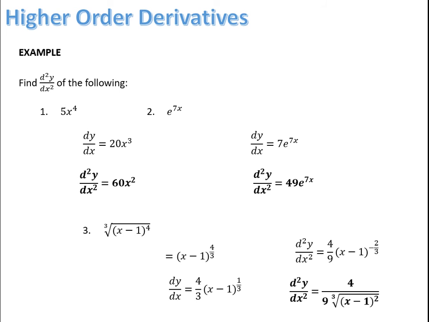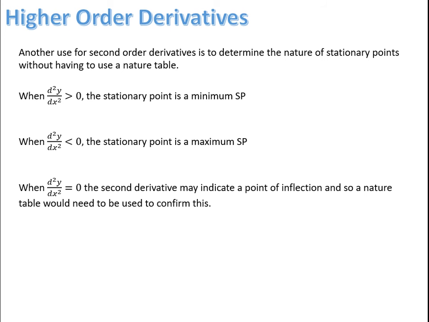The context we use this in, which is more likely to be the question, I'd imagine, is that we can determine the nature of stationary points through this. In Higher, you obviously use the table. It's a bit of a faff. I know a lot of you like doing it, but it is a bit of a faff at the end of the day. So we can use the second derivative to help us determine the nature of the stationary points, to save us the fuss of using the nature table.